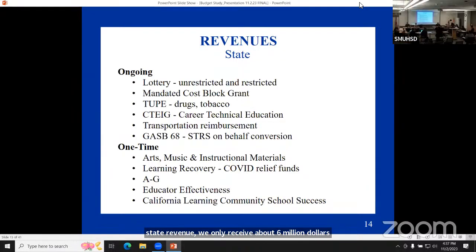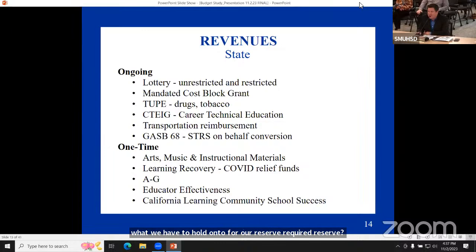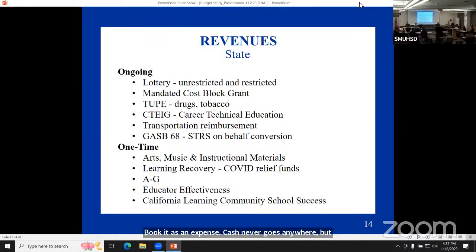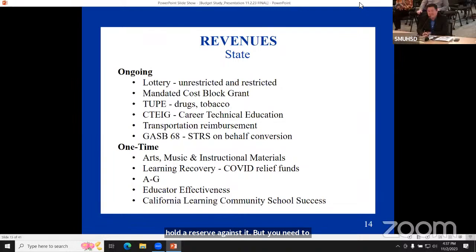Don't we have to keep that on our books though, as an in and an out? And doesn't that affect what we have to hold on to for our required reserve? It does. That's a great question. So you'll see later in there that the STRS amount is also inflated by the exact same amount. Basically, they just say, here's your number, 7.5 million, book it as revenue, book it as an expense, cash never goes anywhere, but you need to continue to hold a reserve against it. Against money we don't have. They did do one nice thing. They've let us exclude it from the routine restricted maintenance calculation, which is small wins, small wins.